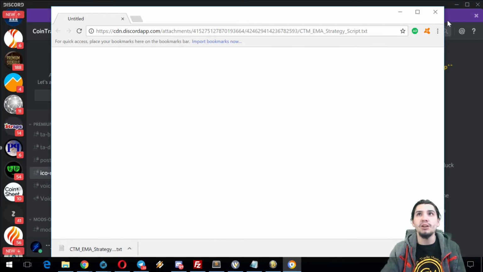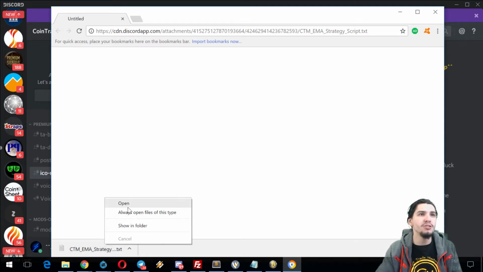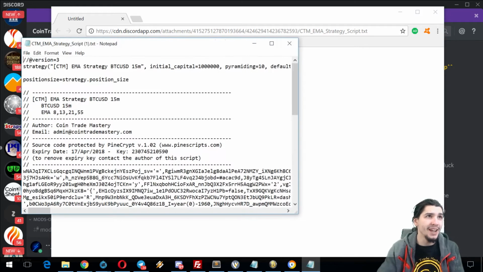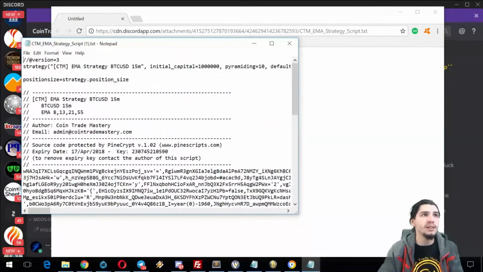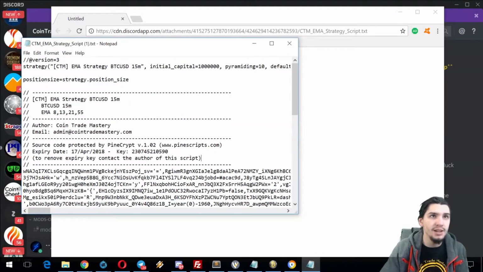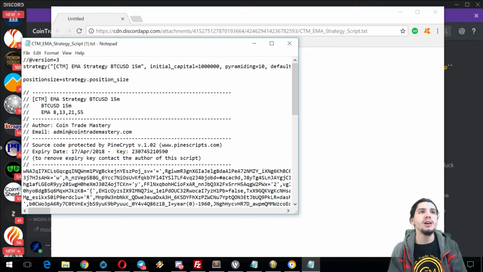Whatever browser you use, downloads might be in the top right corner or top left corner. You might have to go find it on your computer. However you download a file and wherever it goes, you need to go to it and open it. It's going to have something like this, with a whole bunch of encrypted data under here that you can't read, and I can't read, and I did that on purpose.